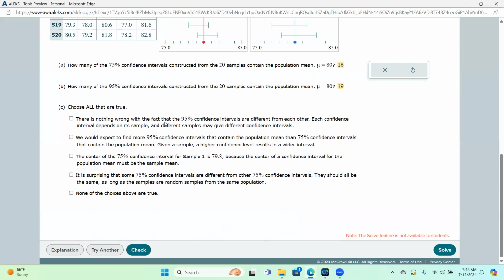There is nothing wrong with the fact that 95% confidence intervals are different from each other. Each confidence interval depends on its sample, and different samples may give different confidence intervals. That is true. We would expect to find more 95% confidence intervals that contain the population mean than 75% confidence intervals that contain the population mean. Given a sample, a higher confidence level results in a wider interval. That is also true. The center of the 75% confidence interval for sample 1 is 79.8 because the center of a confidence interval for the population mean must be the sample mean.